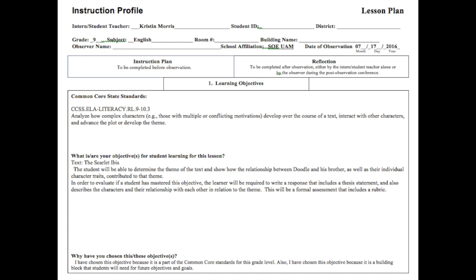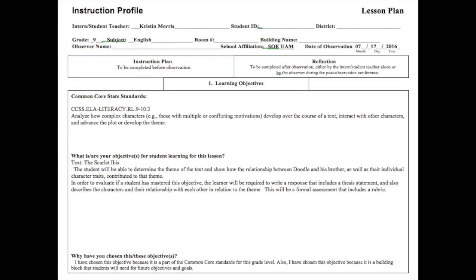So in order to evaluate if the student has mastered this objective, the learner will be required to write a response that includes a thesis statement and also describes the characters and their relationship with each other in relation to the theme. This will be a formal assessment, and the students will be given a rubric as well.